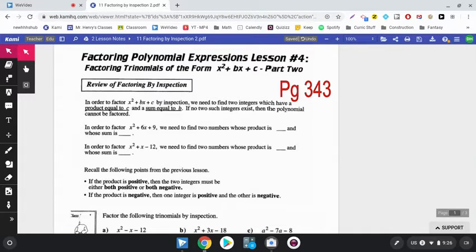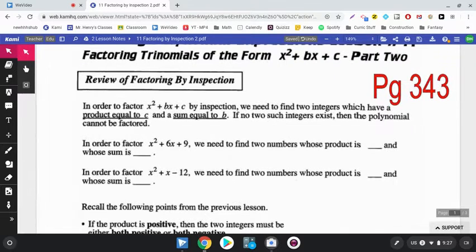And here we are on page 343, where we're going to continue looking at inspection. And this is going to be day 2 of that. So really nothing new. We're just trying to put those ideas together. So a review of factoring by inspection. The idea of factoring is to write something as a multiplication again. It's to go backwards and say, this is the result of a multiplication.